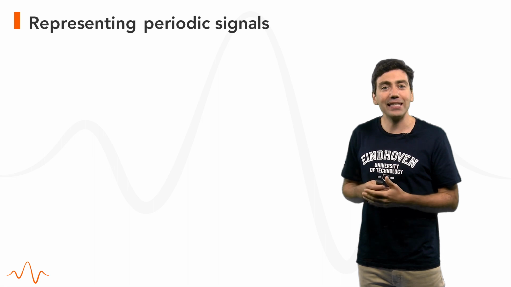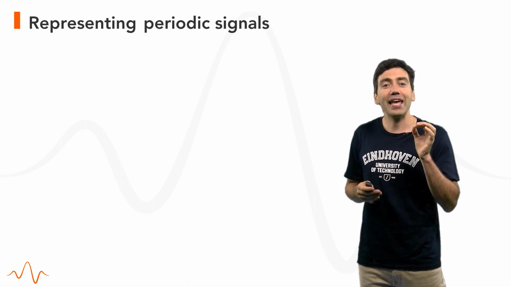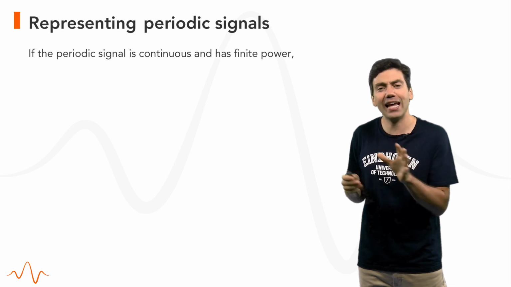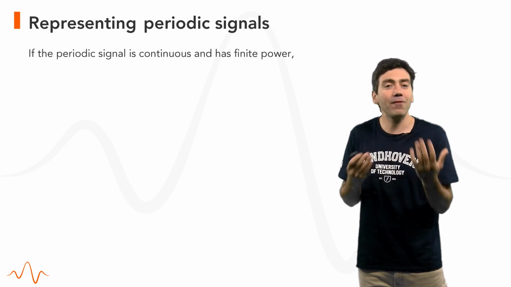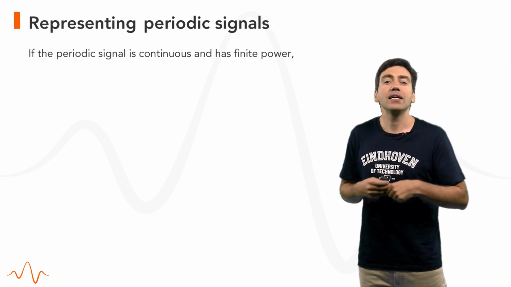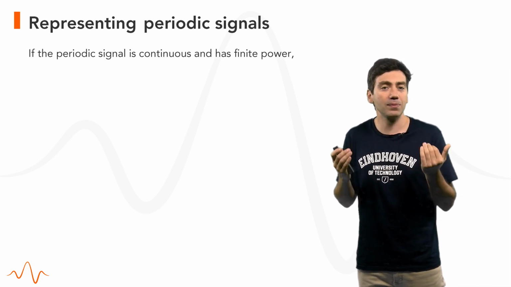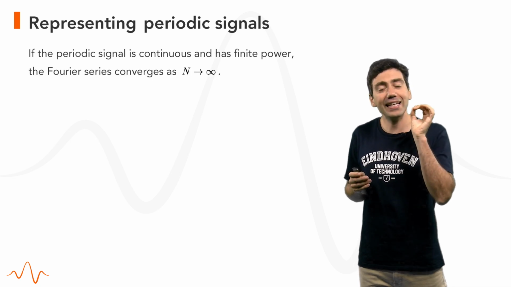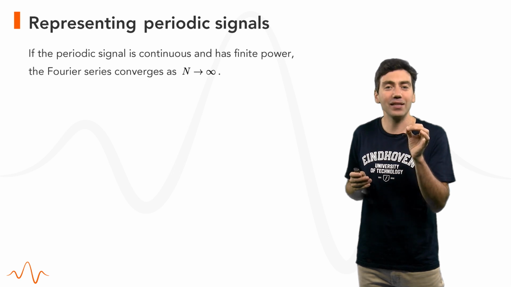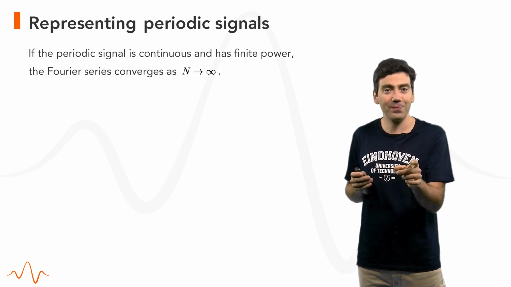This slide summarizes the answer to this question. If the periodic signal that we want to approximate is continuous, and it has finite power, and finite power basically means that the integral over a period of the squared signal is finite, and this is always satisfied, for instance, if the signal is bounded, then the Fourier series will converge for every time as capital N converges to infinity.